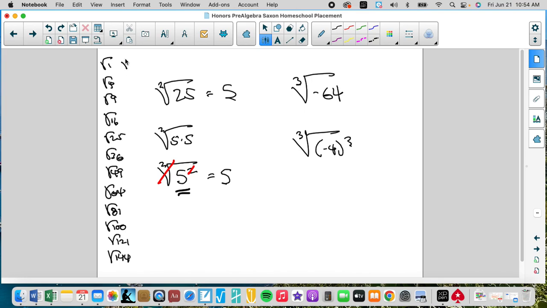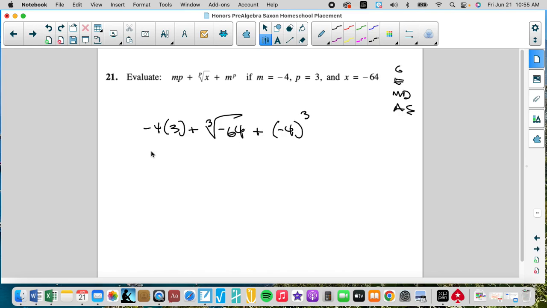And then perfect cubes: 1, 8, 27, 64, 125. So those are perfect cubes. Oh, and I should do cube roots inside there. Cube root, not square roots, cube roots. So the perfect cube root, so we get the cube root. So negative 4 times 3 is negative 12.